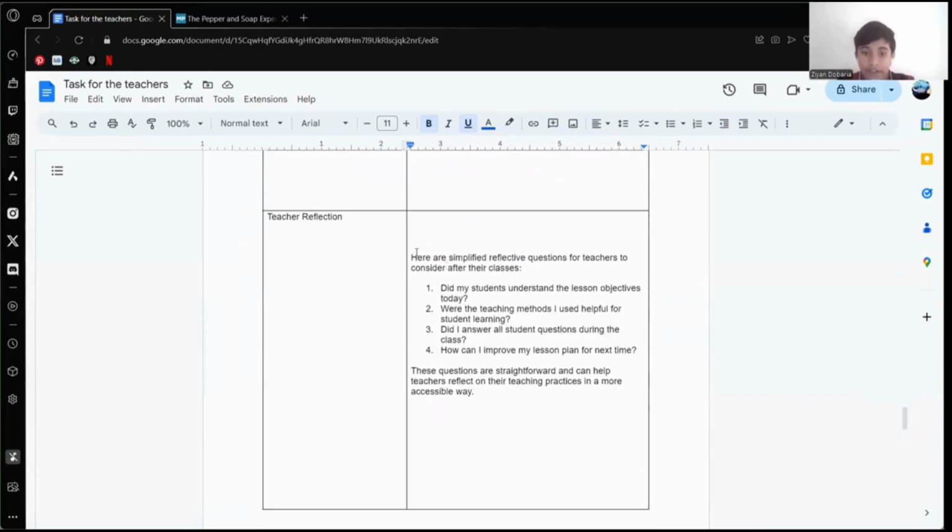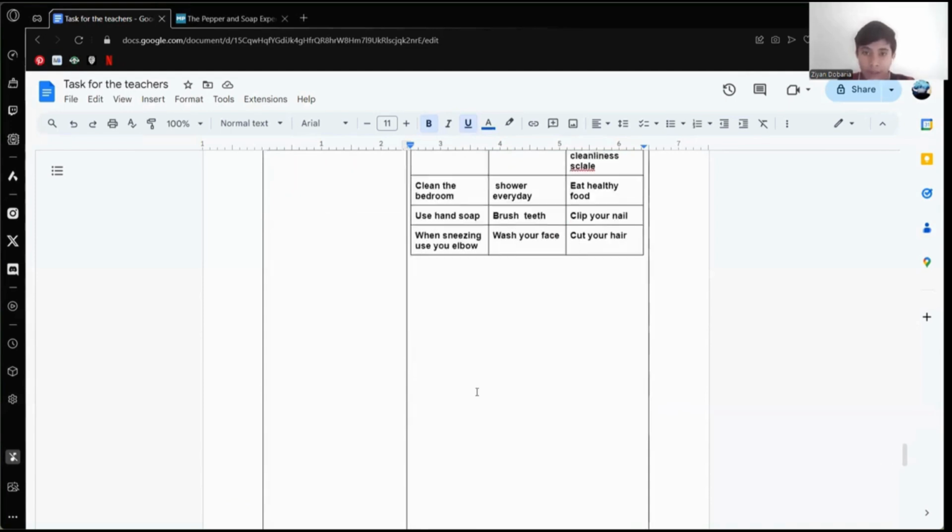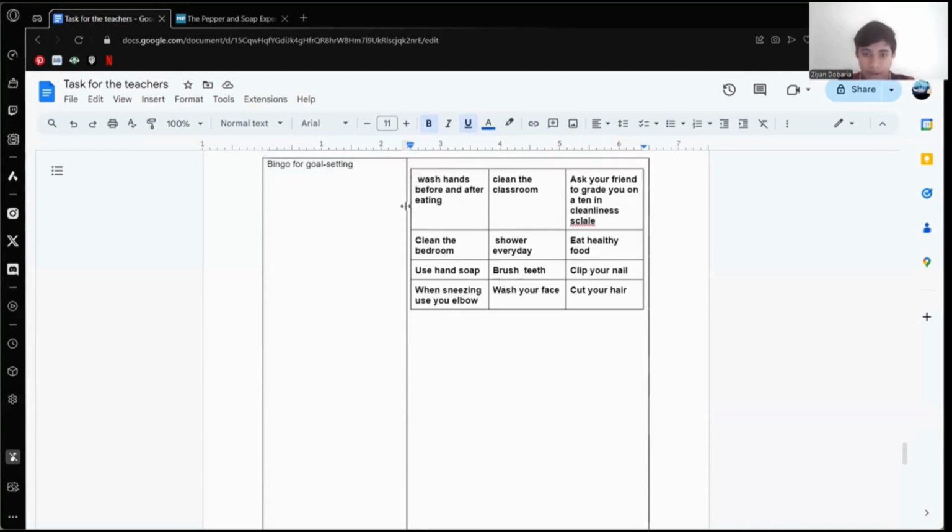And this is the teacher reflection about how they've taught their classes and what they've learned. And this is a small bingo the students can use during their time at home, and then they can tick it, and whoever is the first one to complete it can get a prize.